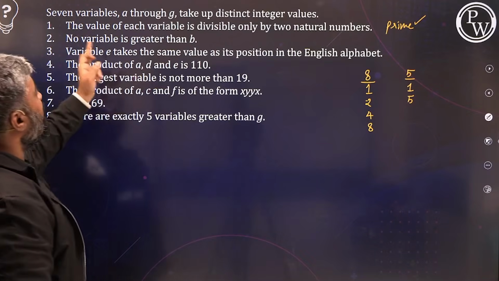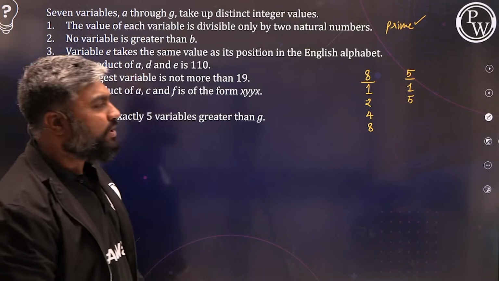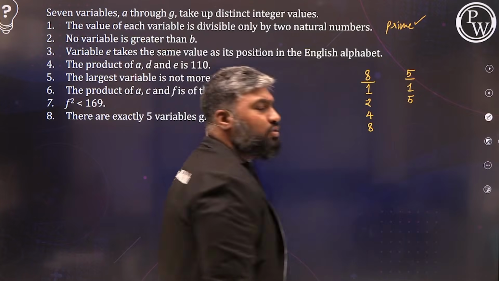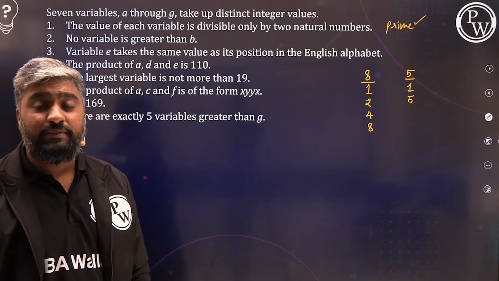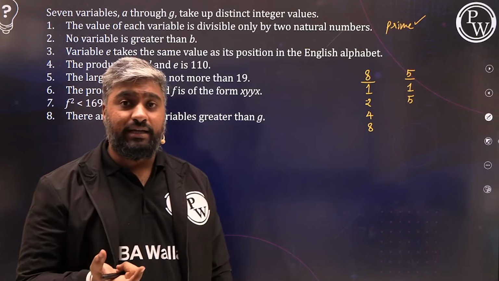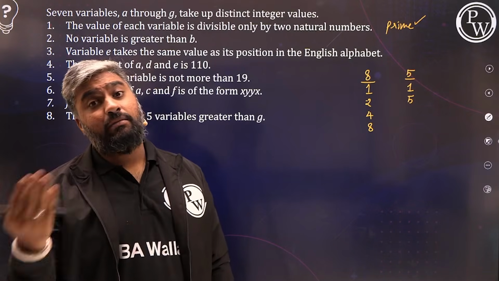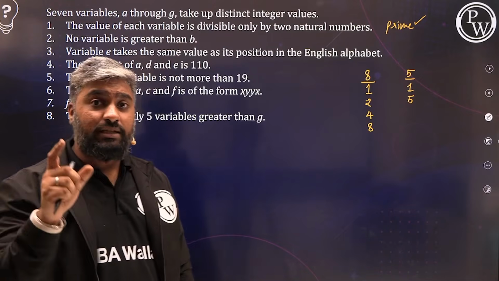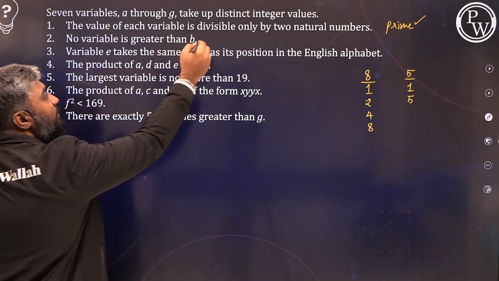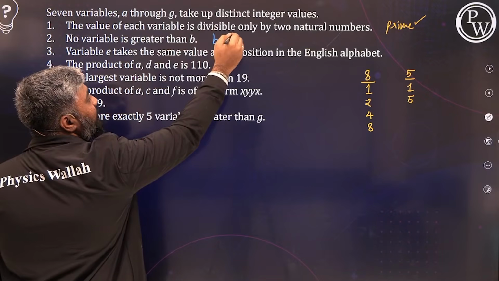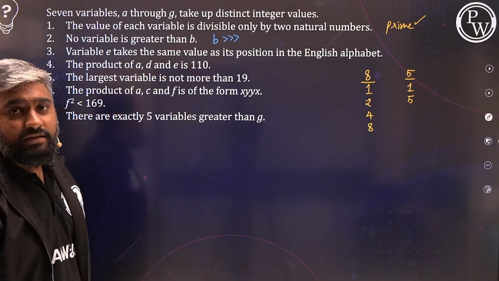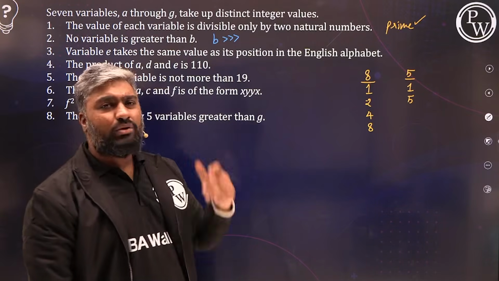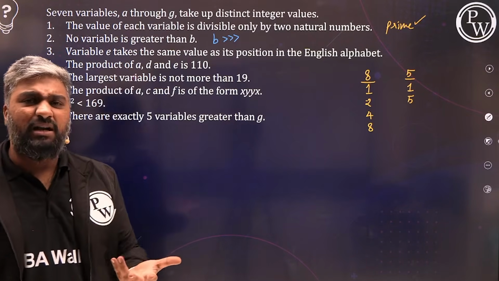Moving on. No variable is greater than B. What is that supposed to mean, guys? क्या ये direct clue होगा? No variable is greater than B, which means B has to be the greatest. Do you agree? If there is nothing greater than B, that means B has to be the largest number. Yes, the largest variable is B. ठीक है. Now I know these are prime, but these could be any prime numbers. Largest prime number हमें नहीं पता.